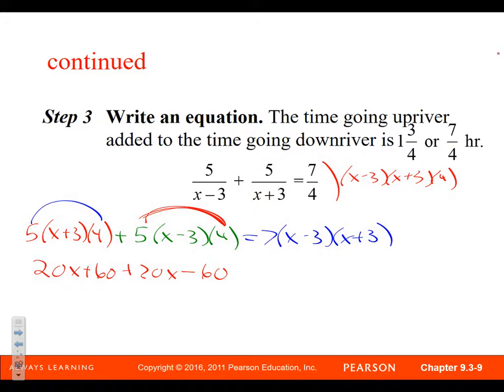Is this confusing, the little arc I did? Okay. And I did it in red again, didn't I? 20x minus 60. And that's going to equal, this is a conjugate, which will give me x squared minus 9. Correct? So, 7x squared minus, what is it, 63?